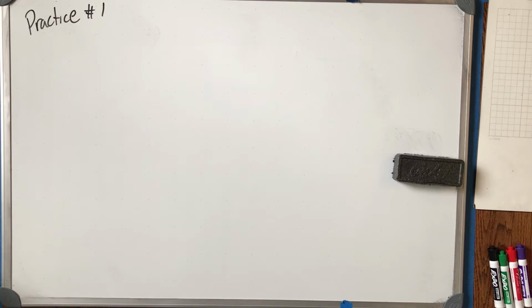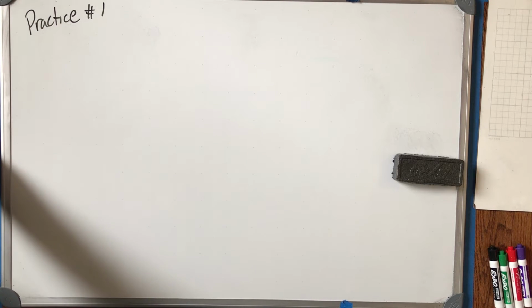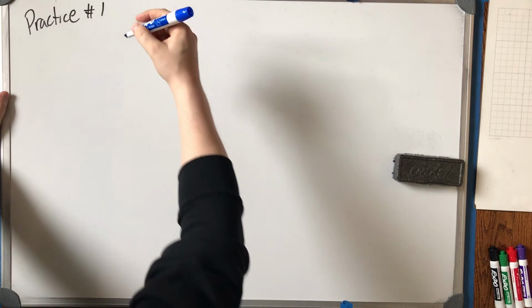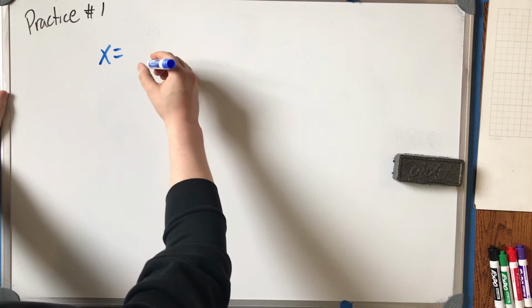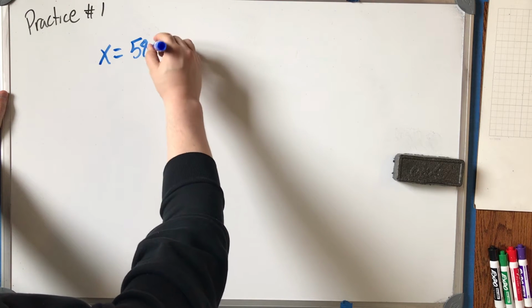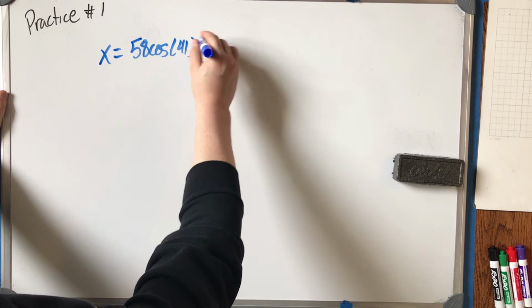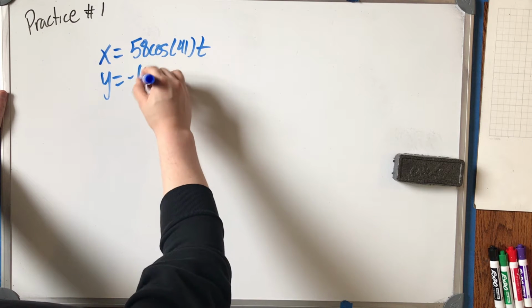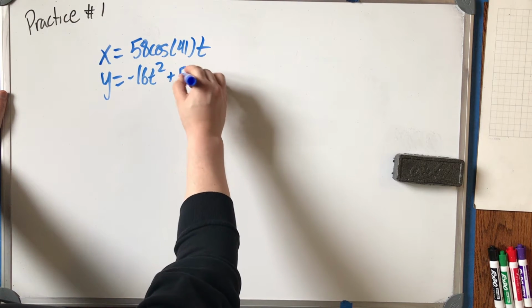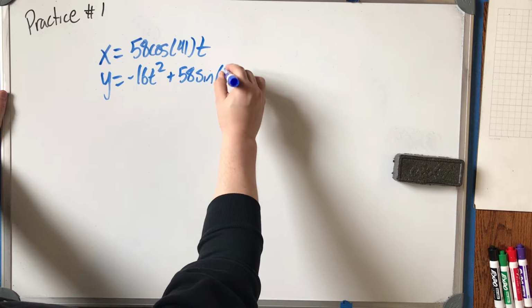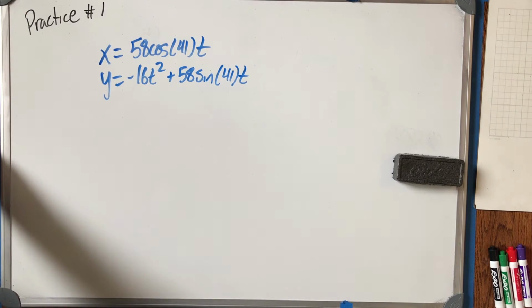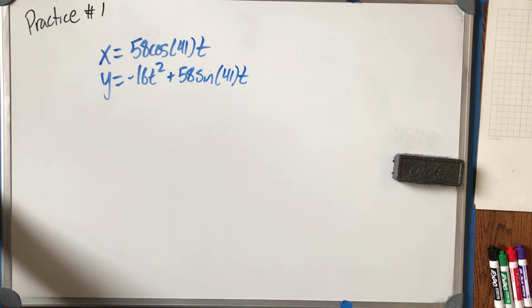For practice number 1, we have a dart being thrown up in the air. 58 feet per second is the initial velocity, with an angle of elevation of 41. So let's just start off by writing the equations. I'm going to have x equals 58 cosine 41 t, and y equals negative 16 t squared plus 58 sine 41 t. They didn't say anything about an initial height, so we'll just assume that it is 0 for the time being.